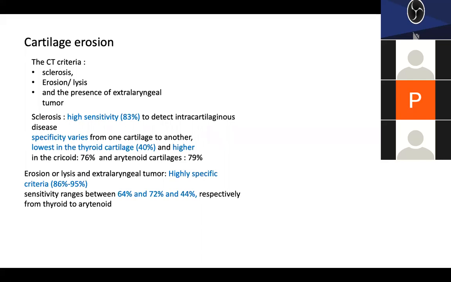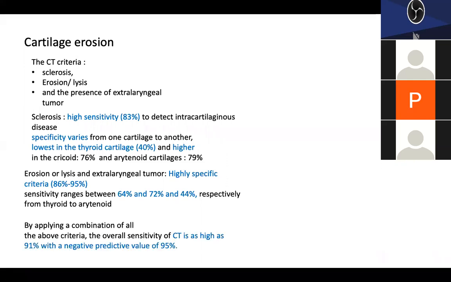So if there is erosion, then you can more or less say that this cartilage is eroded, but it is not very sensitive. Why? Because erosion doesn't happen in the initial phases, so you might miss it. Another problem with sclerosis is that oftentimes these tumors have peritumoral inflammatory processes. That inflammation can itself give rise to reactive sclerosis in the cartilage, so that also decreases the specificity. But if we combine all of these criteria, CT has a decent overall sensitivity and a good negative predictive value.